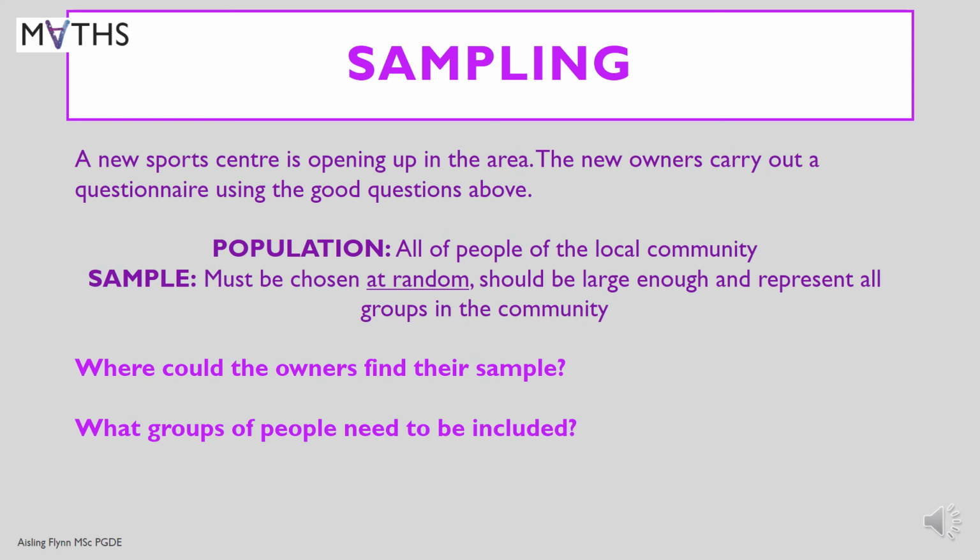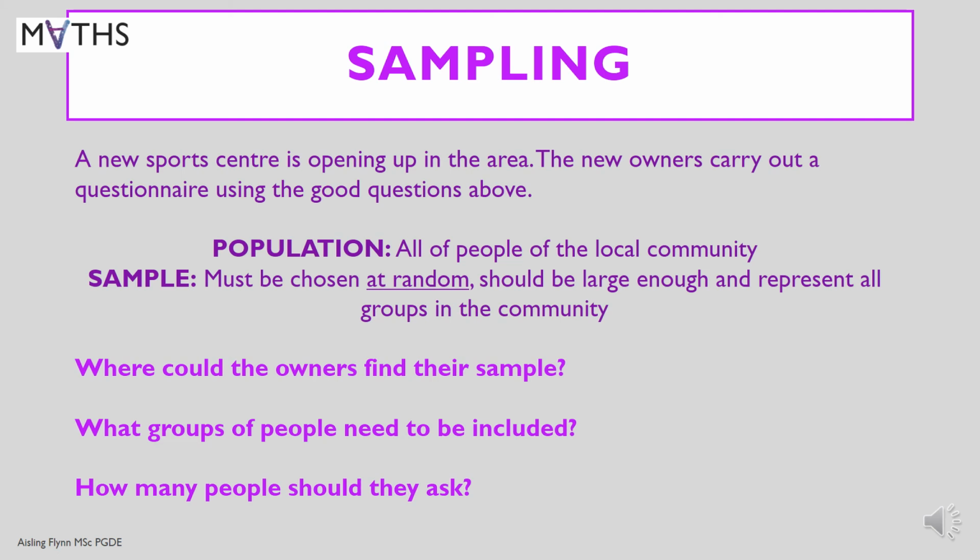What groups of people need to be included? And how many people should they ask? Okay, so where could they find their sample? Well, you want to get all sorts of people, perhaps outside the local supermarket, because everybody has to eat and everybody has to go to buy things. Okay, so you get all sorts of people there.